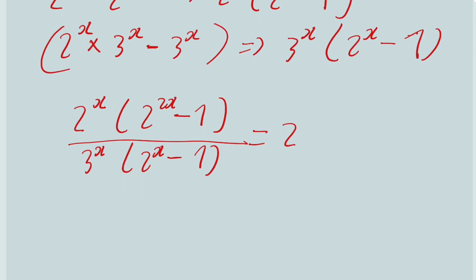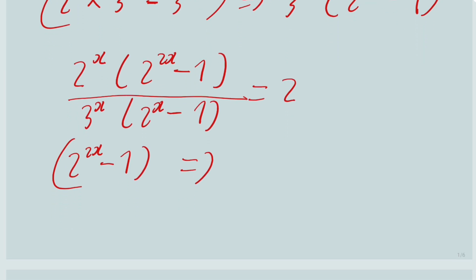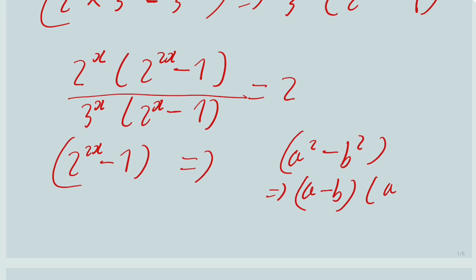We can simplify this even more. If you look at it very well, you're going to notice the term 2 to the power 2x minus 1, which is a classic algebra pattern called the difference of squares. And the difference of squares gives us a pattern where a to the power 2 minus b to the power 2 is simply equal to a minus b in bracket a plus b.